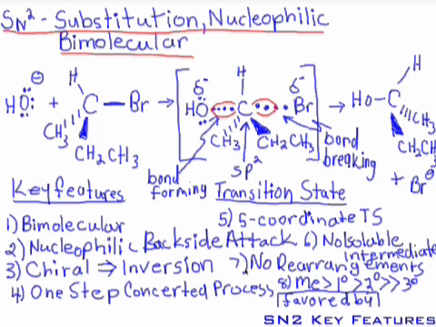Okay, so let's talk about each of these key features, starting with number 1. The reaction is bimolecular. And actually it makes sense that it would be bimolecular. In order for the nucleophile to attack the carbon, the 2 molecules must collide. Such molecular collision would be expected to increase in occurrence the more crowded it is. We can increase crowdedness by increasing concentration, either of the organic substrate, the alkyl halide, or of the hydroxide.